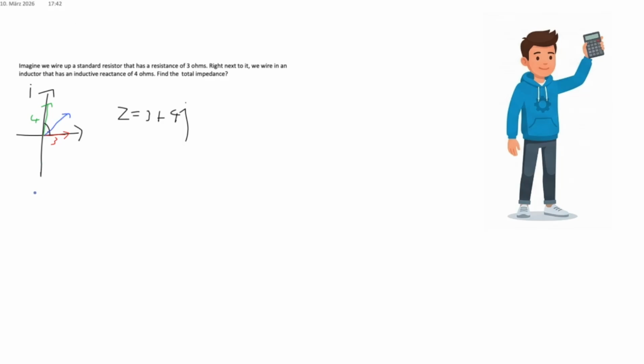We find the total magnitude by finding the length of our phasor arrow. We use the Pythagorean theorem. The square root of 3 squared plus 4 squared equals a total magnitude of 5 ohms.